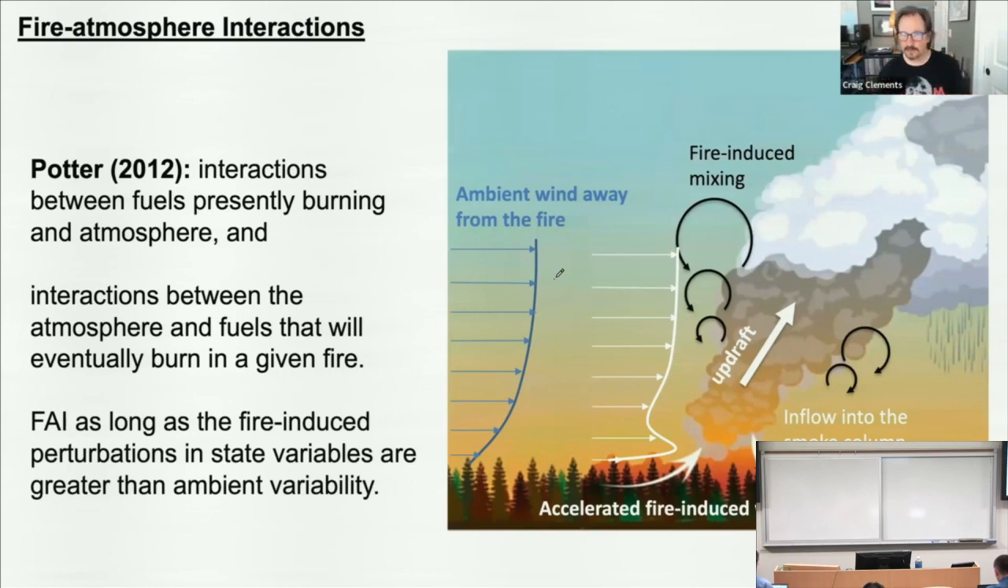So it's a fire-atmosphere interaction as long as the fire-induced perturbations are greater than the ambient variability in the state variables. This figure here from Adam Pachansky shows that you can have accelerated changes in the atmosphere due to the fire near the fire front, where you might get accelerated fire-induced winds, whereas the ambient wind away from the fire would be a standard logarithmic profile. And then obviously within the updraft, you get entrainment and mixing and development of pyrocumulonimbus. We're going to try to talk about multiple scales, from the turbulent scale at the fire front to the plume scale.